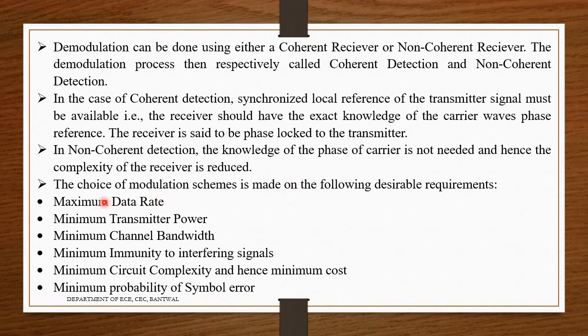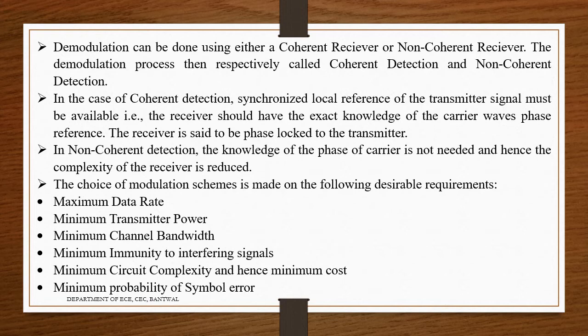Okay. Next, the choice of the modulation scheme is based on the following desirable requirements. The maximum data rate: it can transfer maximum data, and its capability should not be reduced. Then it should use less transmission power. Next, minimum channel bandwidth. The channel bandwidth should be minimum, but it can transfer maximum data and it should utilize less transmitter power.